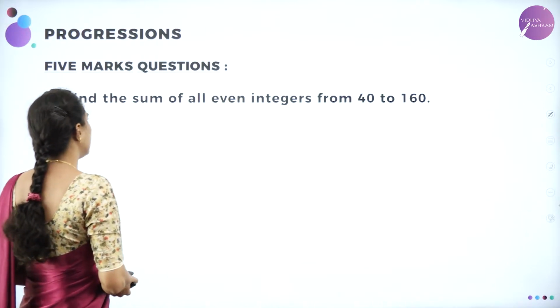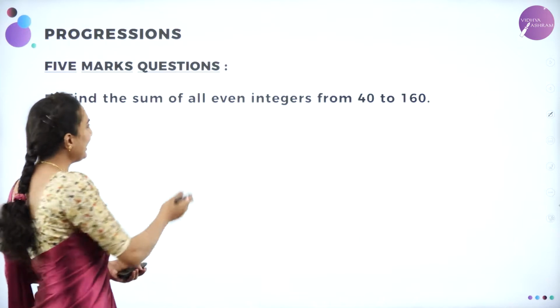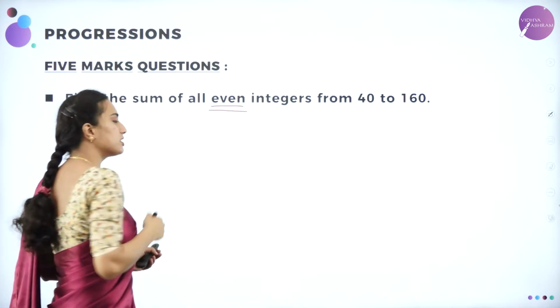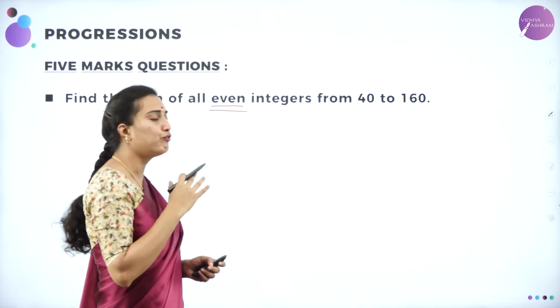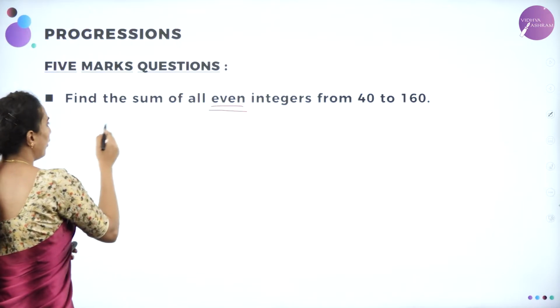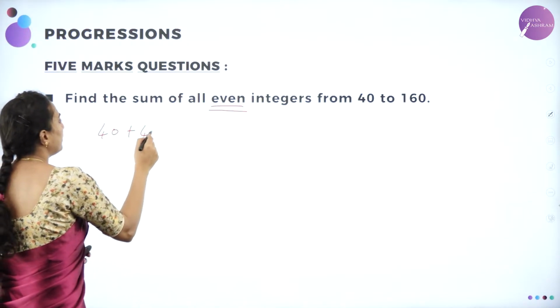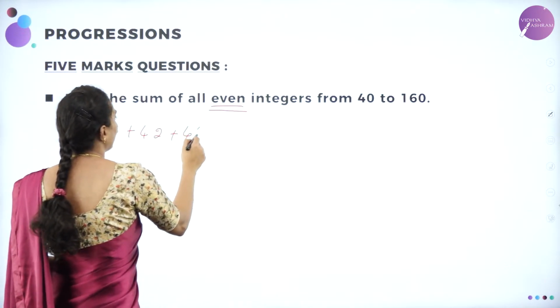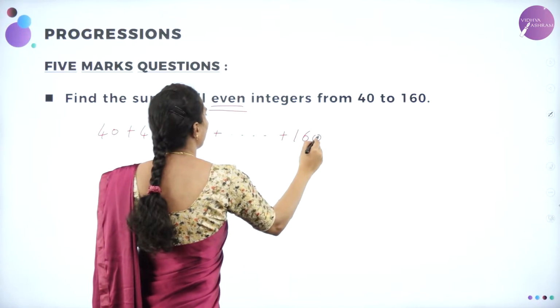So what they have asked in the first problem. Here 5 marker, find the sum of all even integers. Even integers means which is divisible by 2 and the difference is 2. From 40 to 160. 40 to 160 means it will be sum of all integers. You can have therefore 40 plus 42 plus 44 plus etc. plus 160. This is sum of all the terms.